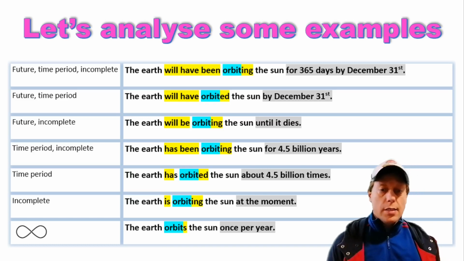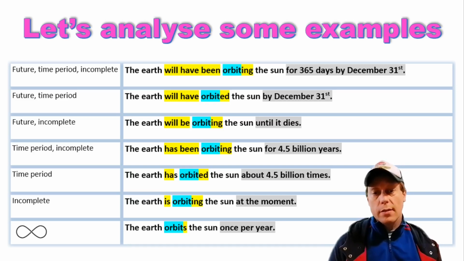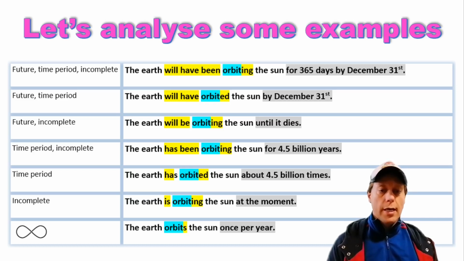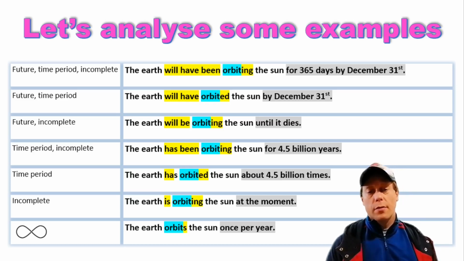Okay. The next example is a little bit more simplistic. It's just the future over a time period. The Earth, future will, have orbited the sun by December 31st. So what is the function here? The function of this particular sentence is to express that the process will be complete at a specific time in the future, and that specific time is December 31st. The end of the time period is by December 31st. Once again, the Earth will have orbited the sun by December 31st.